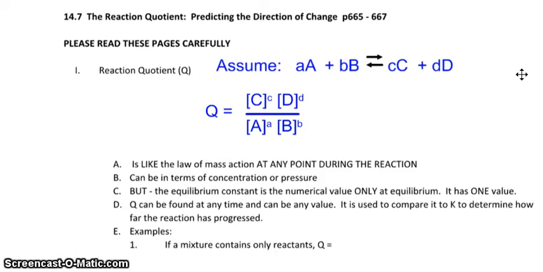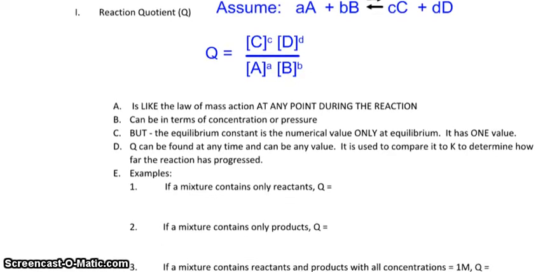Q can be measured in concentrations or in pressure. But like I said in letter C, the equilibrium constant is a numerical value only at equilibrium. So you only use K for equilibrium, and it only has one value. However, Q can be found at any time and can be of any value. It is then used to compare to K to determine how far the reaction has progressed. So let's see some examples down here. Let me scroll down a little bit.